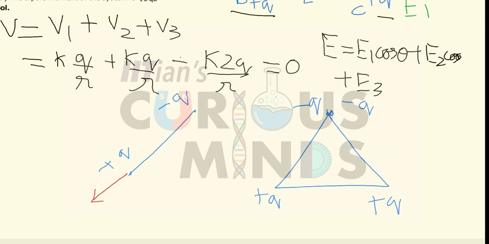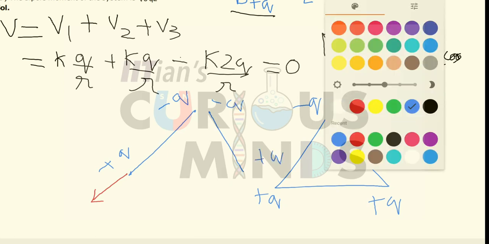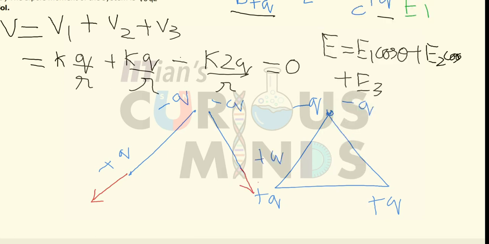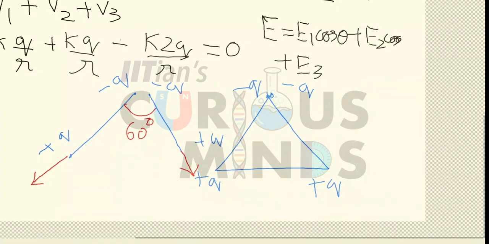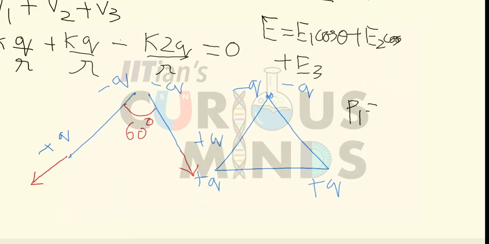And the second dipole looks somewhat like this. This is negative Q and this is positive Q, and the dipole moment will be in this direction. I have divided the negative 2Q into two parts, negative Q and negative Q, so I am getting two dipoles, and since it is an equilateral triangle, the angle between them is equal to 60 degrees. Let us find the dipole moment due to any one of them. P1 will simply be equal to Q into L.